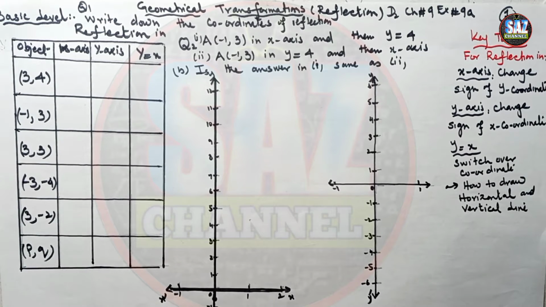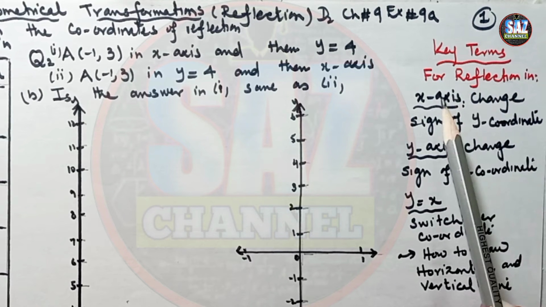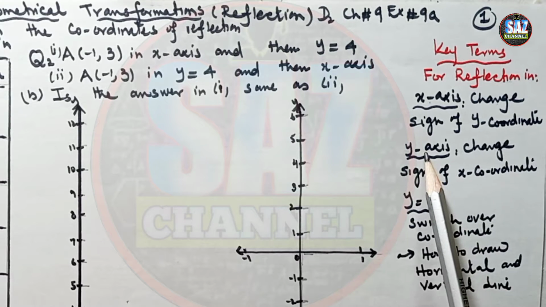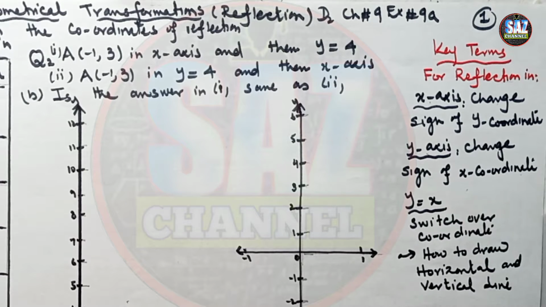Before going to the lesson, there are some key terms that we have to understand, because for a better understanding of maths lessons, it's really important to integrate the new lesson with the previous lesson. The key terms are: for reflection in the x-axis, the rule is change the sign of the y coordinate. For reflection in the y-axis, change the sign of the x coordinate. For reflection in y equals x, switch over the coordinates, and how to draw the horizontal and vertical lines. If you find any difficulty in understanding all these points and concepts, you have to watch the previous lesson, for which I'll give the link in the description box.